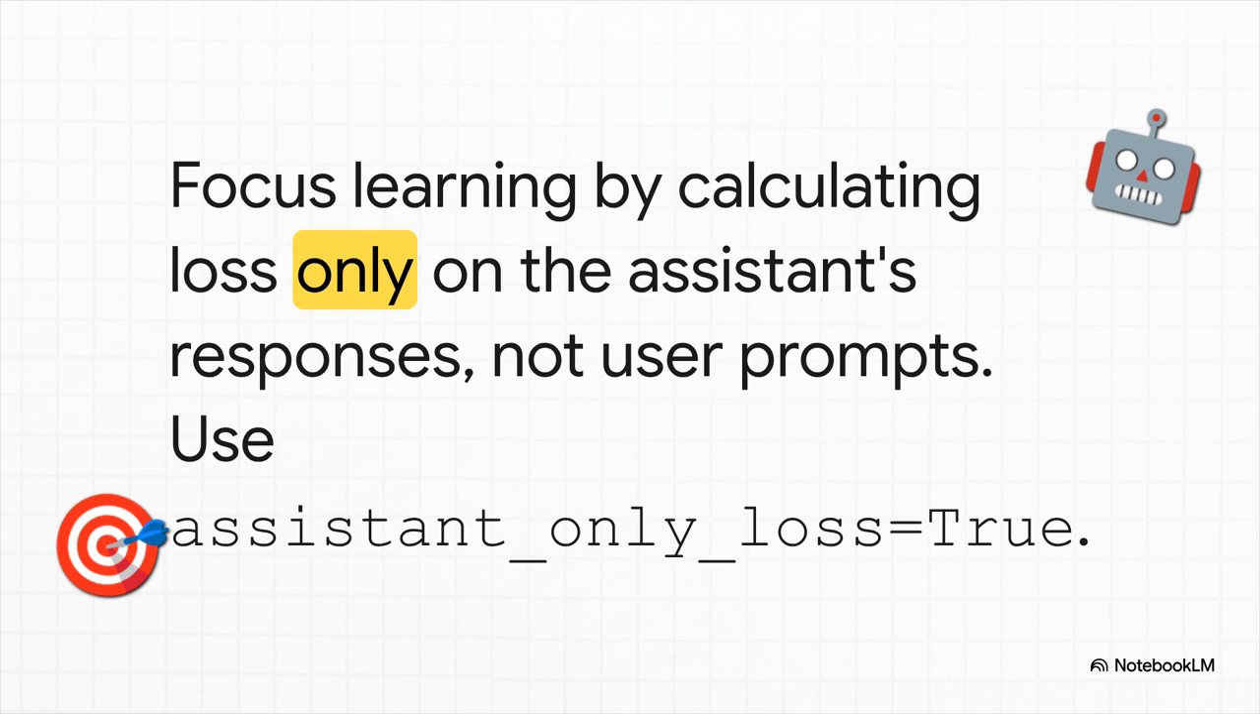This one is really clever. When you're training a chatbot, you want it to learn how to be a great assistant, right? You don't really care about it learning to be the user. Well, with assistant only loss equals true, you tell the trainer to only pay attention to the assistant's replies when it's learning. It just ignores the user's part of the conversation, which focuses the model's learning exactly where you need it most.